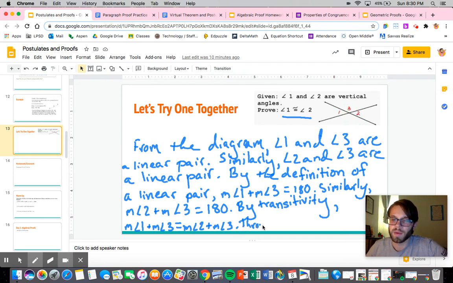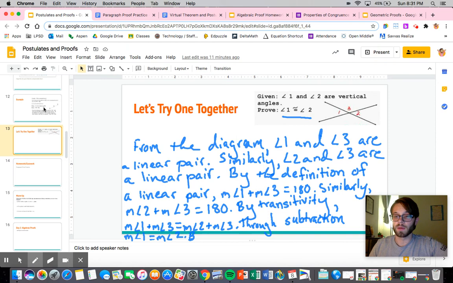Now, what are we going to do? We're going to subtract angle 3 from both sides. So through subtraction, all right, and if you want to be more specific, you could say the subtraction property of equality, but you can just say subtraction. Through subtraction, the measure of angle 1 is equal to the measure of angle 2, right? It's very clear. You just subtracted angle 3 from both sides. They canceled out. You're left with the measure of angle 1 equals the measure of angle 2. And now what are we going to do?